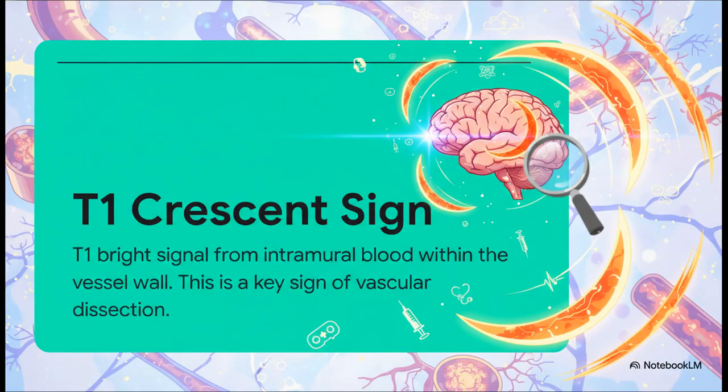For dissection, this right here is the money shot. It's called the T1 crescent sign. On your T1-weighted MRI, you'll see this beautiful, bright crescent of blood. That's methemoglobin. Inside the wall of the vessel itself.